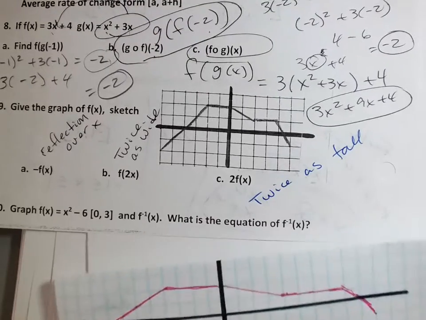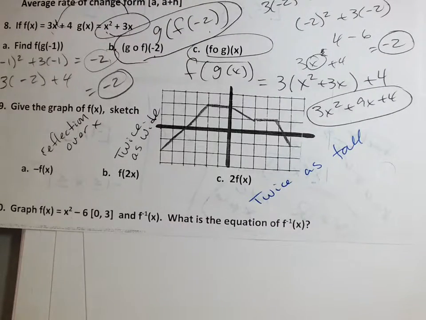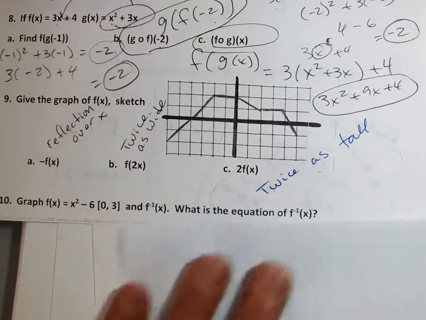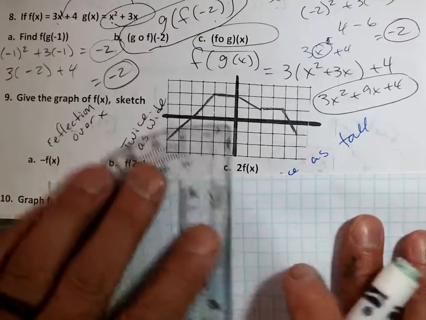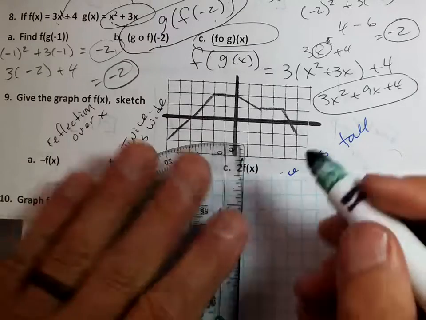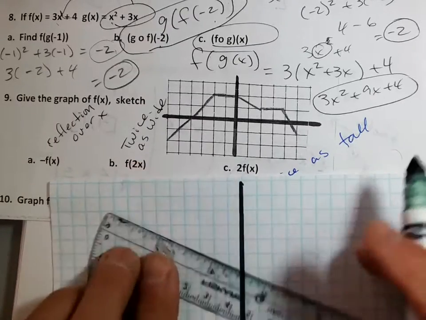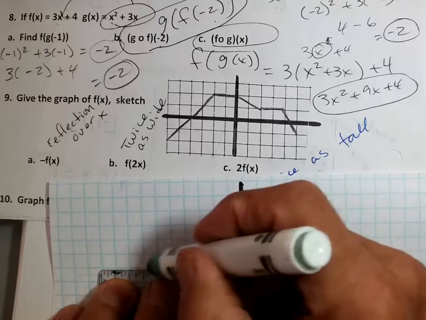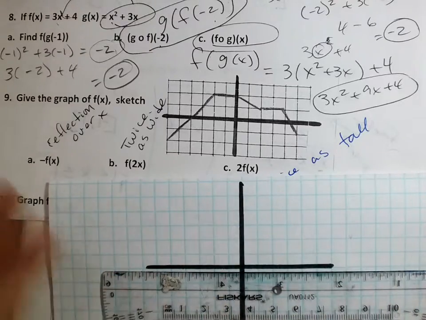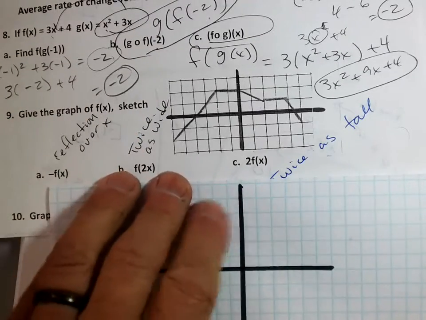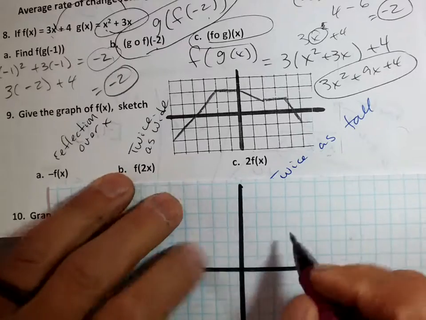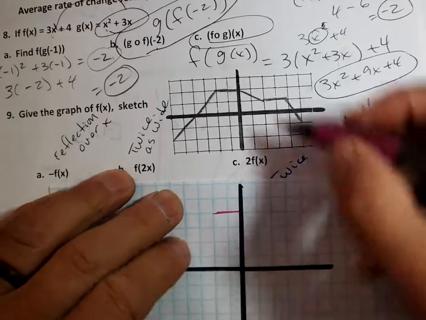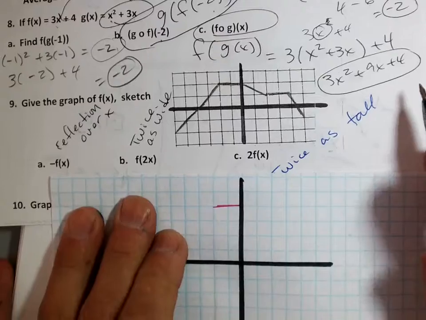Give me just a second. We'll finish this one up. Getting there. And let me do another graph. Twice as tall, so I'm just going to make sure I have plenty of room for it. Okay, so the x values don't change, but the y values are twice as tall. So I'm going to have this up here at 4. Twice as tall. Okay.